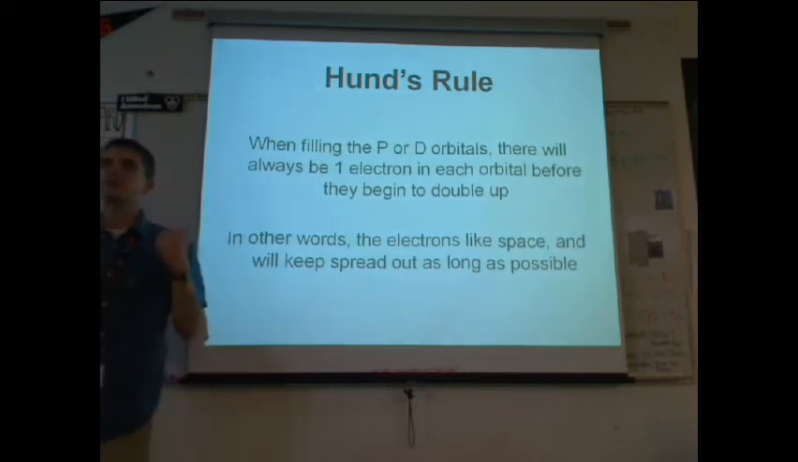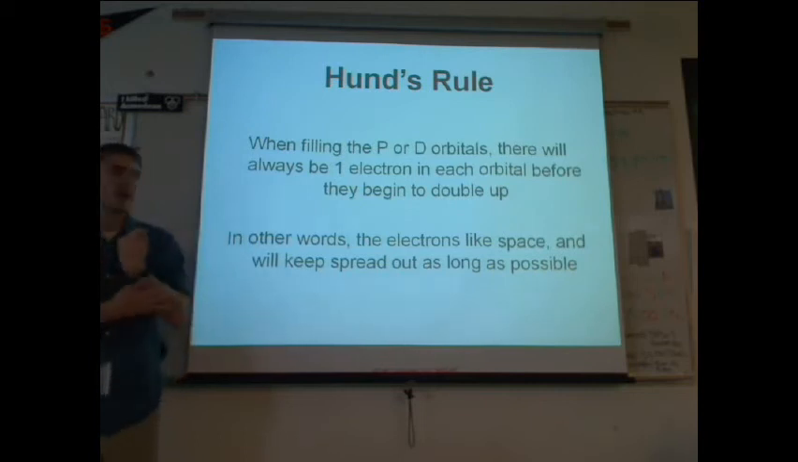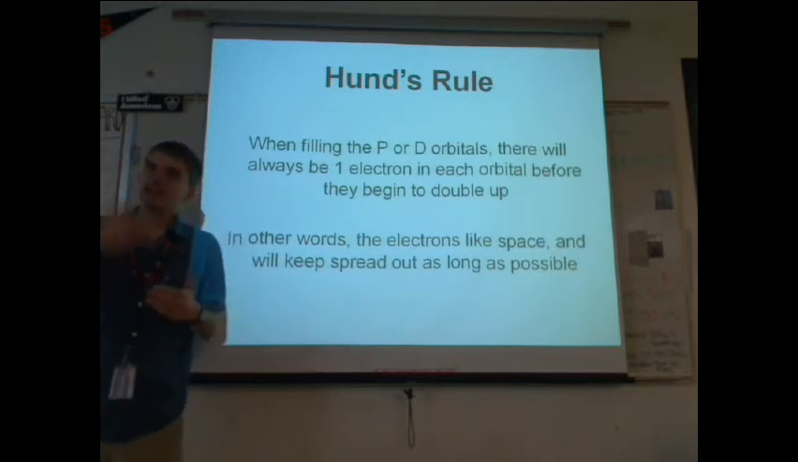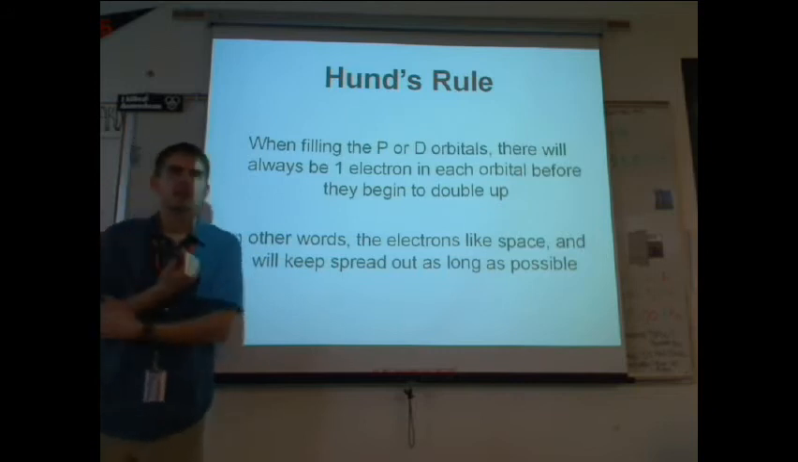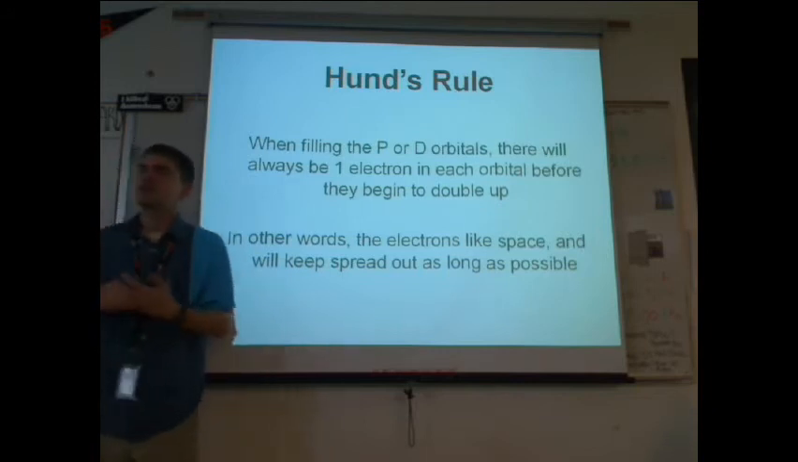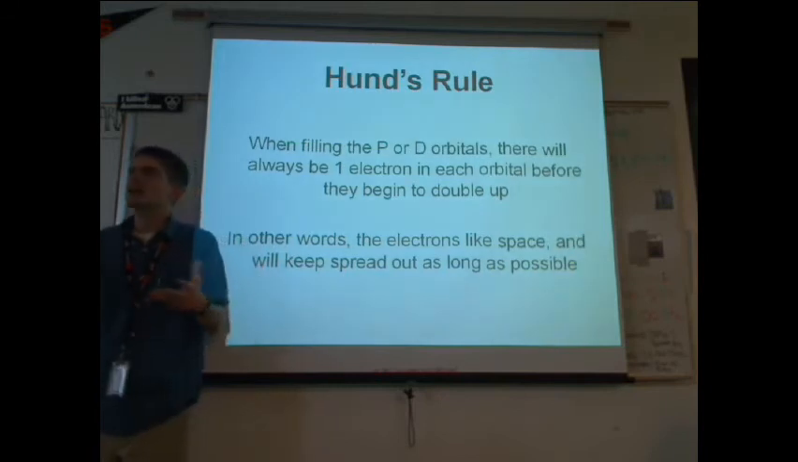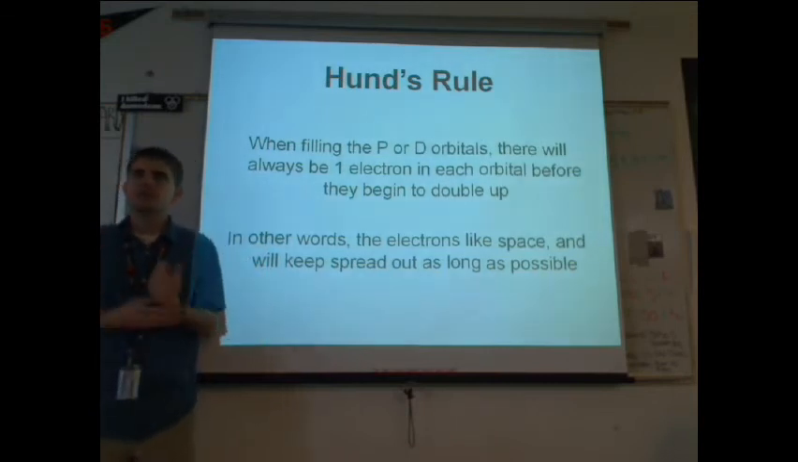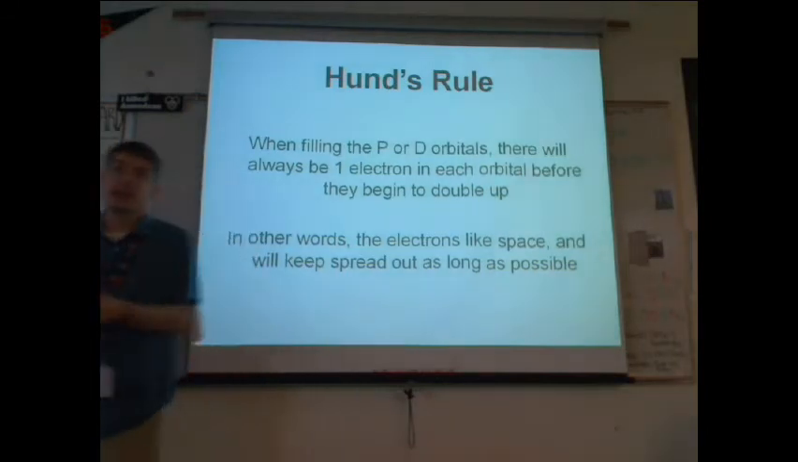The problem is when you get to P's and D's, where you have 3 orbitals or 5 orbitals, there's multiple ways to do that. So what you have to do is put 1 electron in each orbital before you can double them up. And think of it like this. Electrons are negatively charged. So if there's extra space, an electron is going to want to keep its space from another electron because they have the same charge, so they're going to repel each other. So it's going to want to keep its space as long as it can.